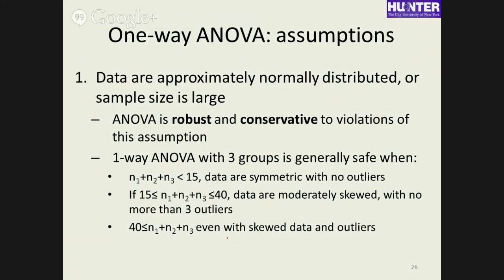Here are the assumptions that you'll need to make to do an ANOVA. One is that your population data are approximately normally distributed, or that your sample size is large. ANOVA is very robust to departures from normality. So if you have a sample size of greater than 40, then it almost doesn't matter what your population is like. For smaller samples, like less than 15, then it does matter more. Which would be in contrast to the t-test.